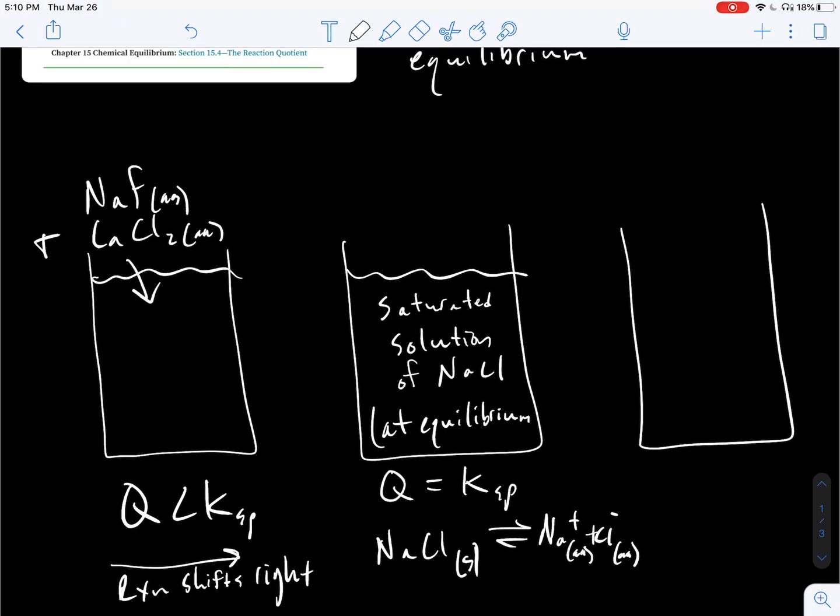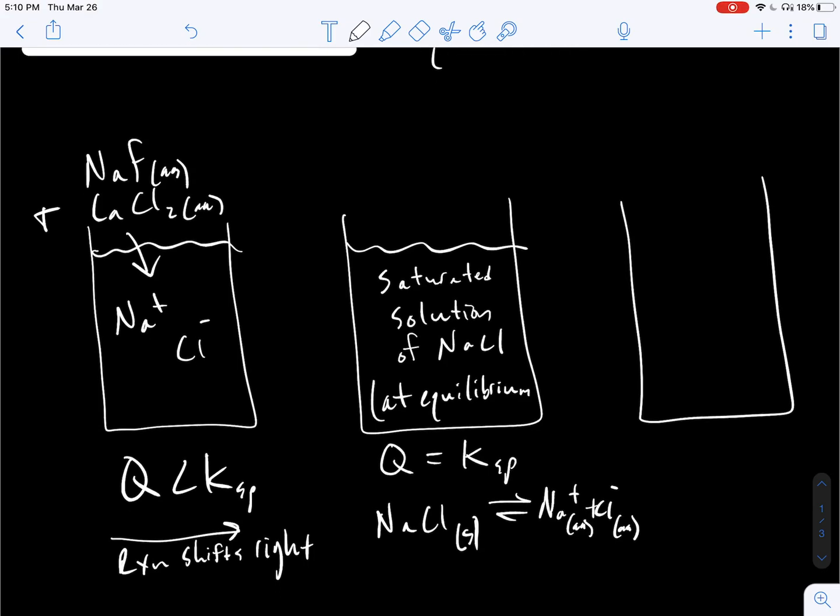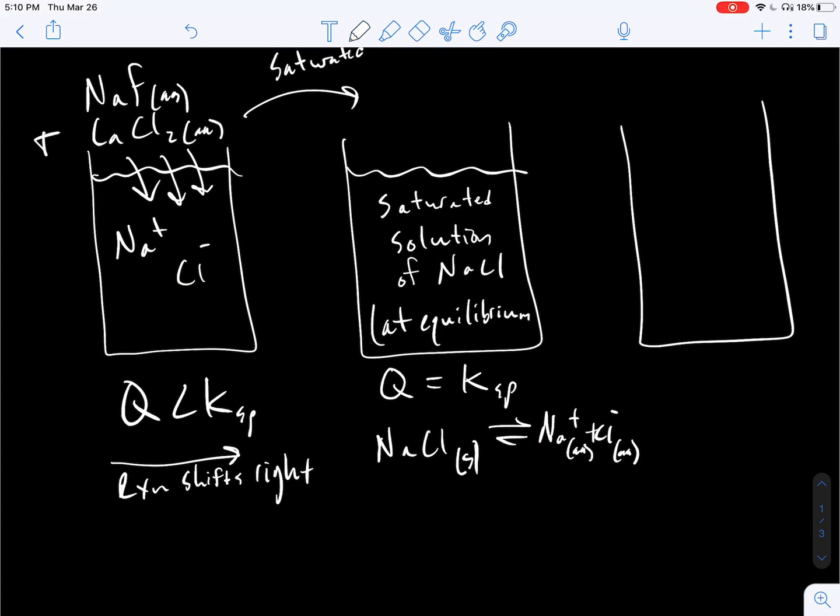and put them in here, I'm going to have a whole bunch of Na plus and Cl minus. I have to continue adding this to a certain point to get to a saturated solution. So at this point here, we're going to say Q is less than K. So at this point, we know reaction is going to shift right. Any amount of this stuff is going to stay dissolved. We're pushing to the right, just like we had equations before.